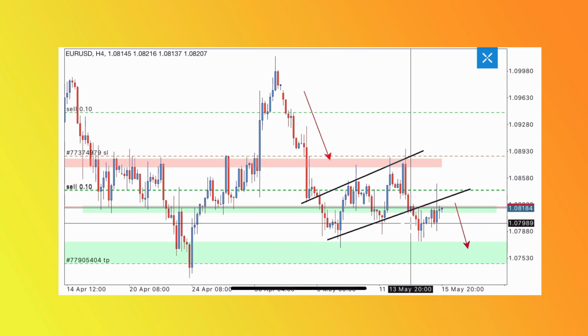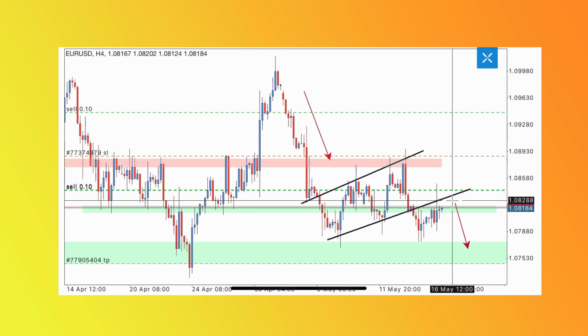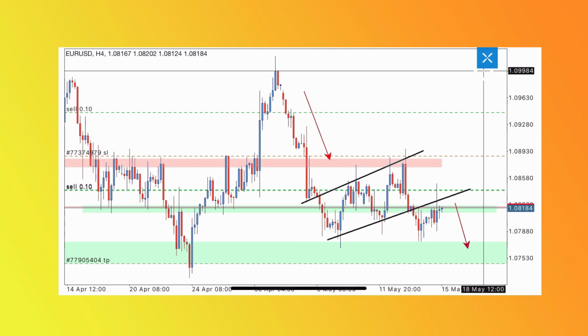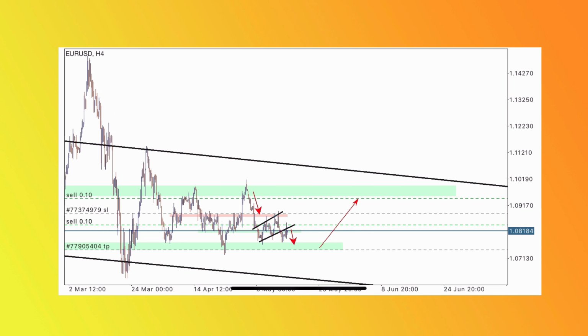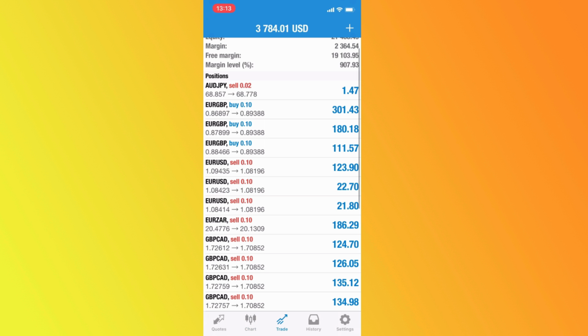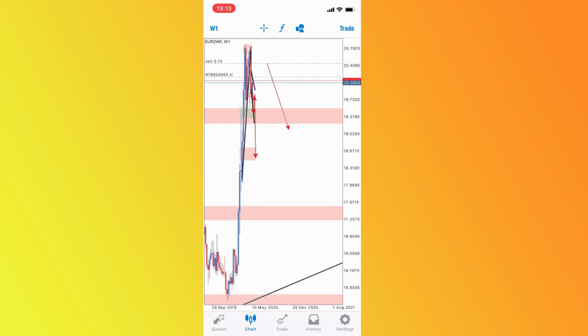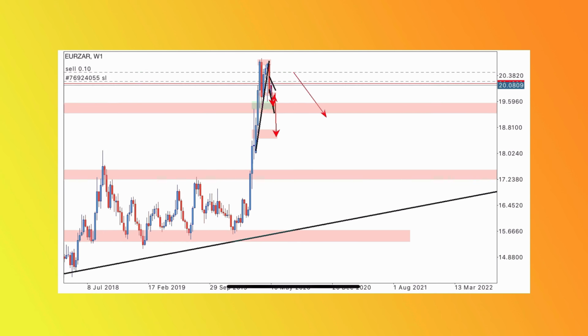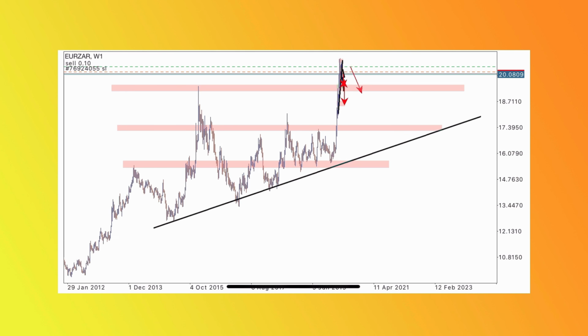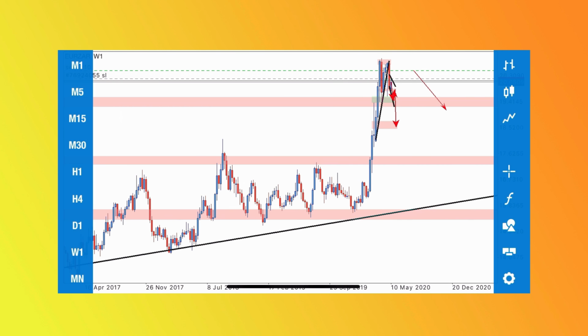Since we also broke outside our small buy trend, we're expecting the market to finish the push to the downside before looking for any possible buying opportunities. Now we're going to look at EUR/ZAR, and firstly we start by opening our weekly time frame, switching our phone to a horizontal view, and also using our line chart to have a better view of the market.